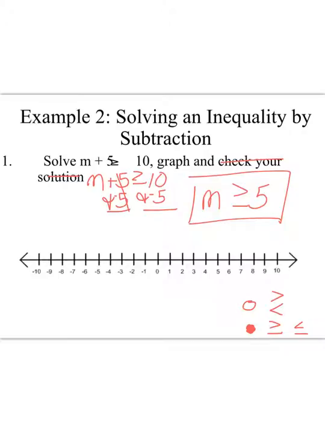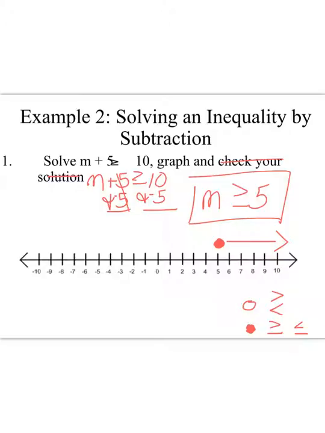So since we're saying m is greater than or equal to 5, I'm going to go to 5 on the number line. It's going to be a closed-in dot. And this is saying my answer needs to be larger than 5. So I want to include all numbers that are larger than 5. So we're going to draw an arrow to the left. And that's how we graph it.